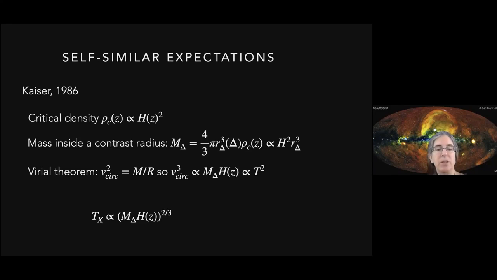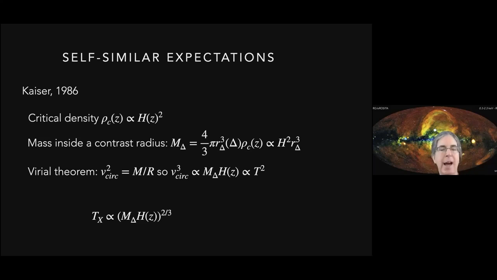So self-similar just starts out with a gravitational collapse in an expanding universe that's described by a Hubble constant that varies with redshift based on the contents of the universe. So it generates scale-free, there's no scale, and that's where the term self-similar comes from, parallel scaling relations.